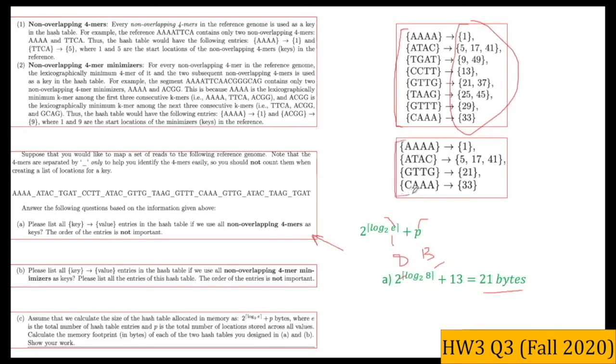Which are these? And how many locations do we have? 1, 2, 3, 4, 5, 6. 6 locations. So E will be 4 and P will be 6. Applying that directly in the equation will give you that the memory footprint of the minimizer method is only 10 bytes. Now, comparing this memory footprint to that, apparently the minimizer method provides the least memory footprint.